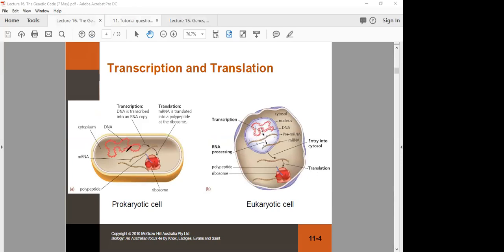Now, exactly the same thing happens in prokaryotic cells, such as bacteria. But of course, because there's no nucleus, both processes occur together in the cytosol of the cell. Instead of here, transcription is compartmentalized in the nucleus, translation occurs in the cytosol.